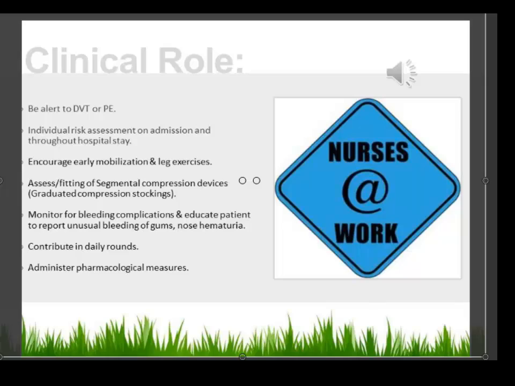Of course, if the patient's receiving therapy as prophylaxis, drug therapy, we need to monitor for bleeding complications, and of course it's important to educate the patient to report any unusual bleeding.